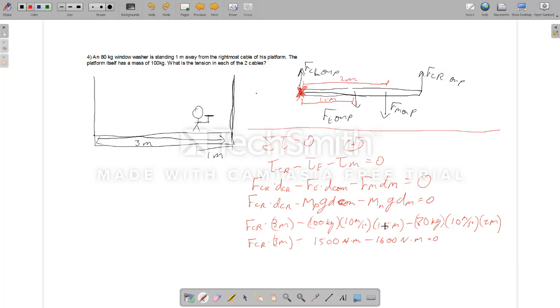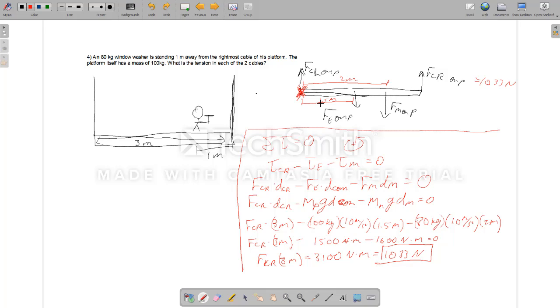So I'm going to take all of our values and add them together and move them over to the other side. So we have force cable right times 3 meters is equal to 1,500 plus 1,600, which is 3,100 Newton meters. It's added over to the right, so it's positive, and then we divide 3,100 by 3, which gives us 1033.3, but let's call it 1033 newtons. There we go. So that is for the right-hand one. This is 1033.